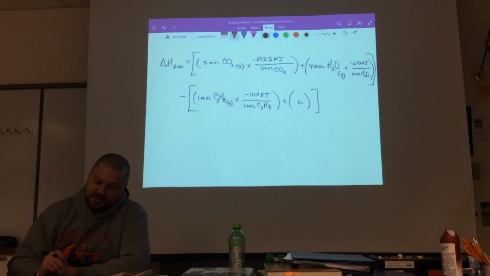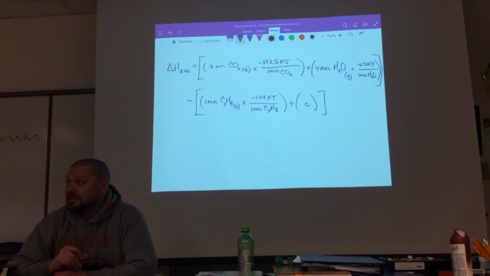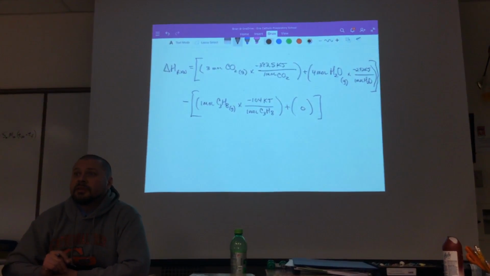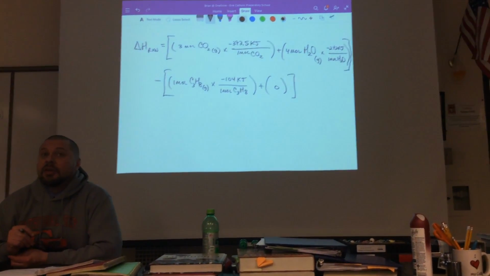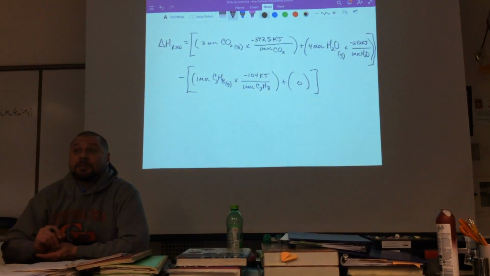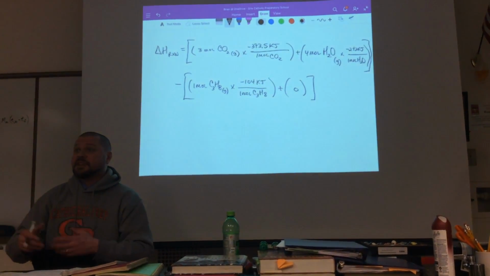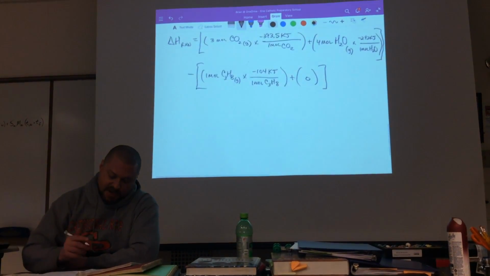Okay. So how do we know when something's in its standard state? You've got to know your standard states because you've got to know how to write those equations. Would it be possible for O2 in this equation to be a liquid? If it were, then it would have an enthalpy of formation, because it's not in its standard state. Correct. If it's O2 gas, it's the standard state. If it's O2 liquid, it's not. All right.